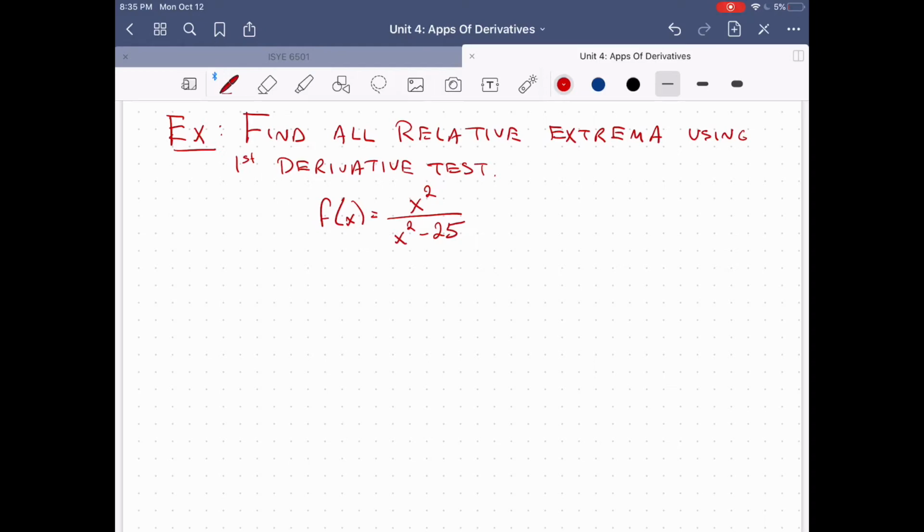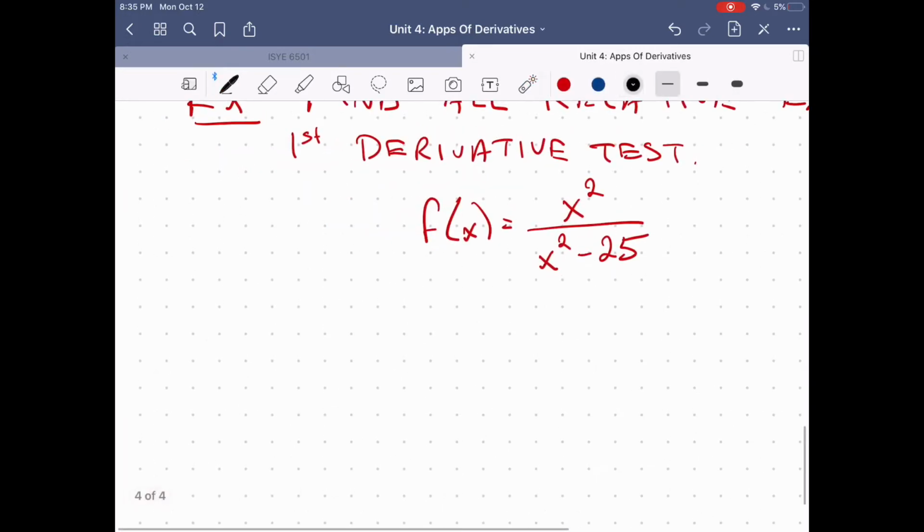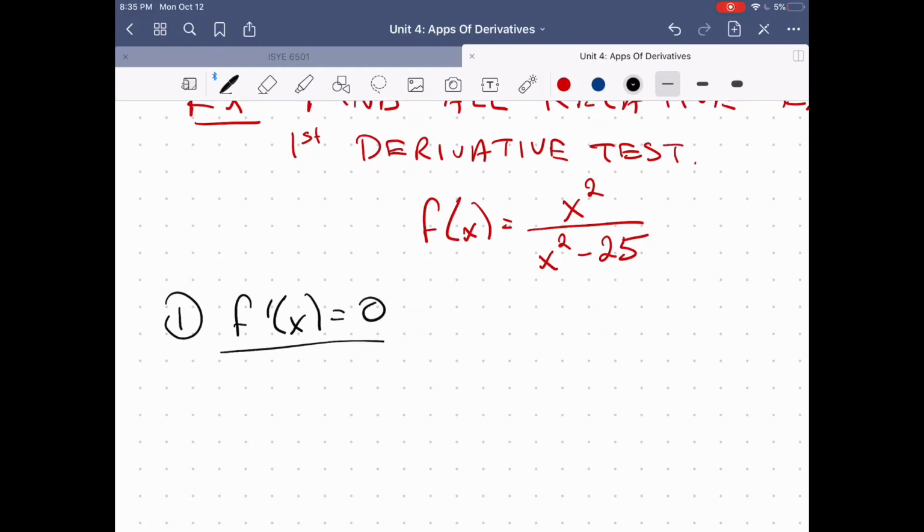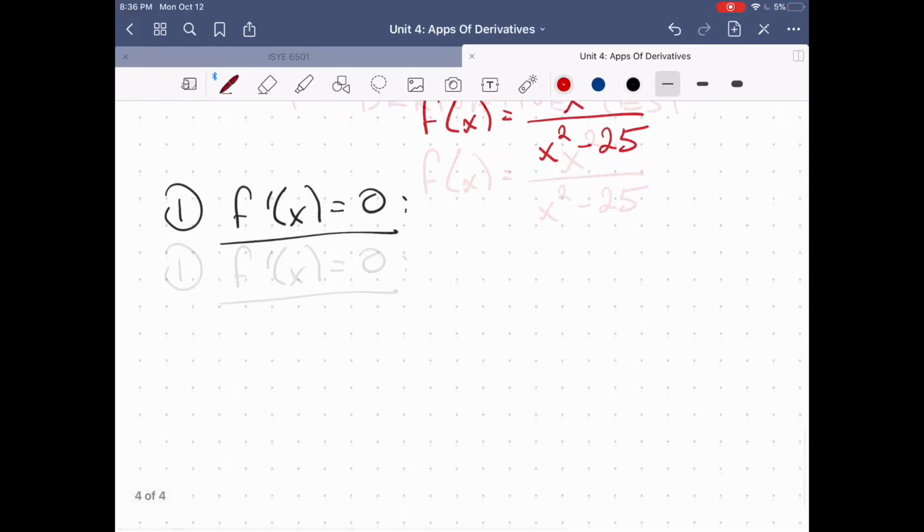So now another example, we want to find all relative extrema using the first derivative test. f of x is equal to x squared over x squared minus 25. So first thing we want to do is find the derivative f prime of x and set that equal to 0. In order to do this, we have a function of x divided by a function of x, so we're going to have to use the quotient rule.